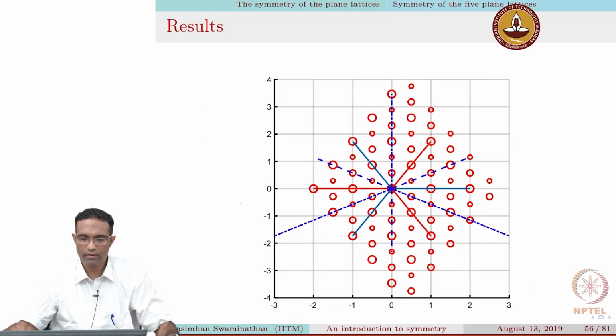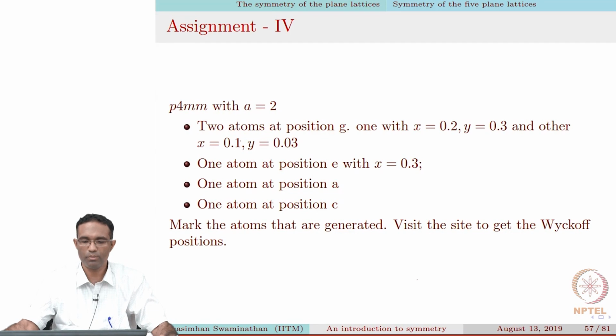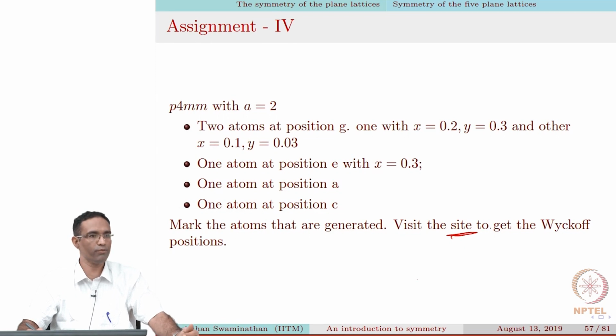So next I have given you a quick assignment here, which should be very easy to do. All you have to do is click on this link right here, and it will take you to the table which has the P4mm and all the Wyckoff positions associated with the P4mm, and you are expected to use this MATLAB script to actually generate the two-dimensional crystal. Should be very simple.